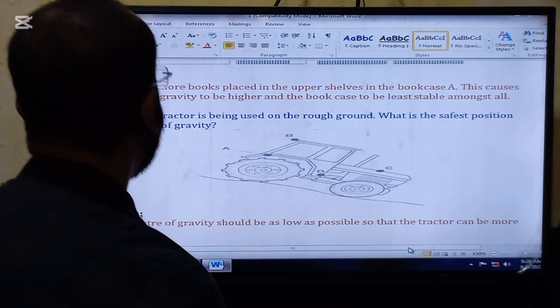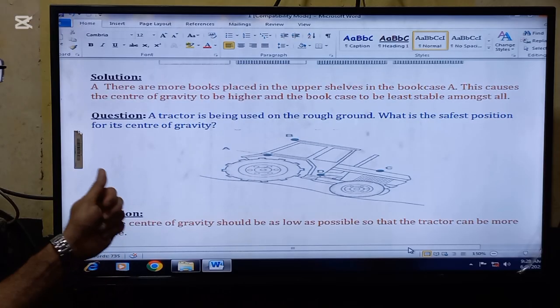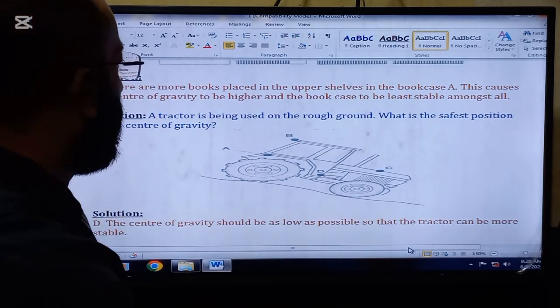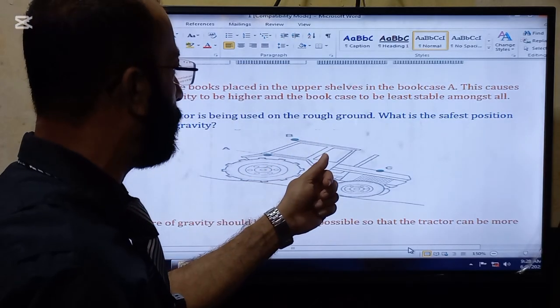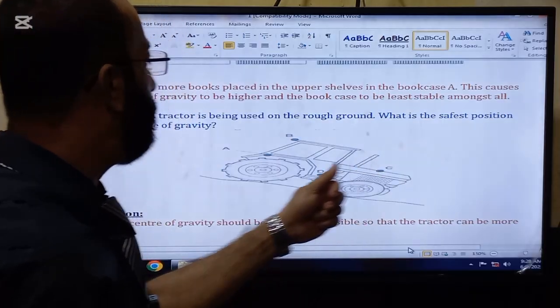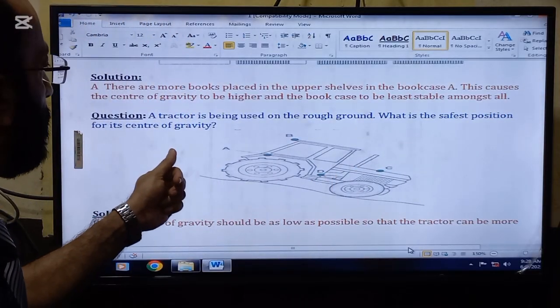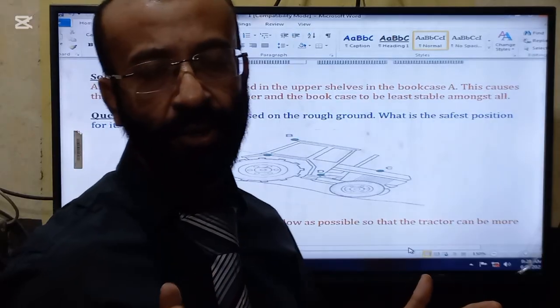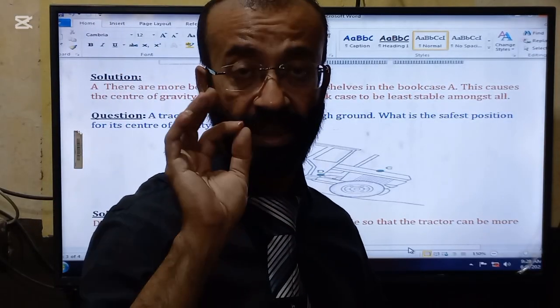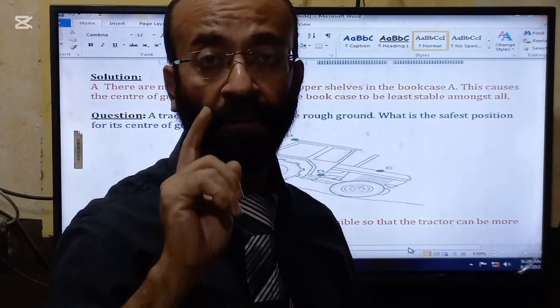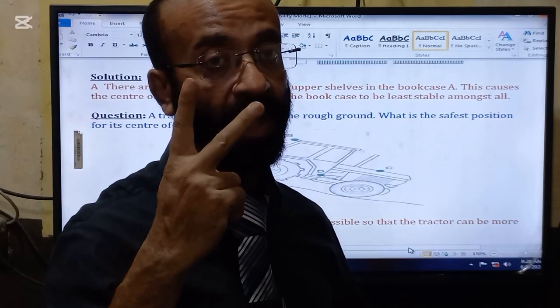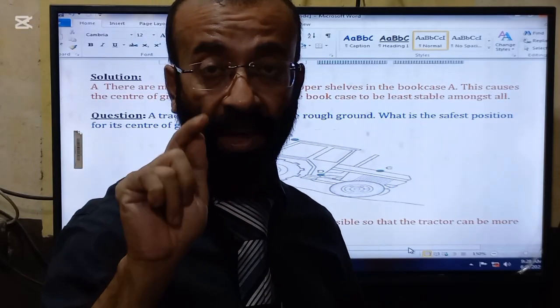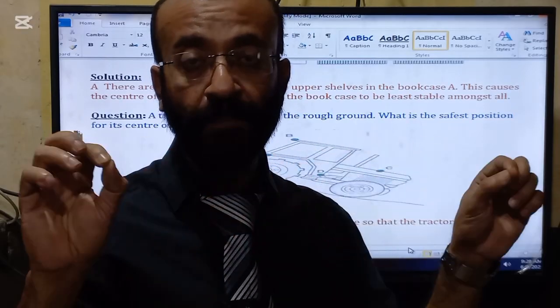Here is another question. The tractor is being used on rough ground. What is the safest position for its center of gravity? So the safest position for the center of gravity should be as low as possible. This is the main point. For stability, 2 points are there. Remember them. Number 1, widest base.